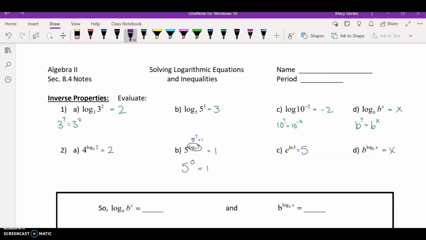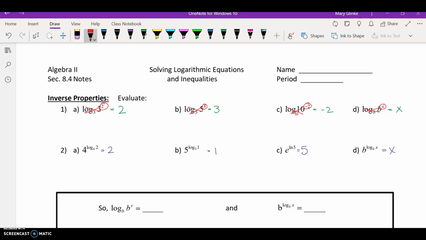Now that might feel like it just kind of breezed on by here, but what's happening with these ones, I'm going to erase all of the work shown so that we can look a little bit more specifically at what's happening. So log base 3 of 3, those undo each other, and you are just left with 2. Log base 5 of 5 undoes itself, you're just left with 3. Log base 10 of 10 undoes itself, and you're just left with negative 2. And log base b of b undoes itself, you are just left with x.